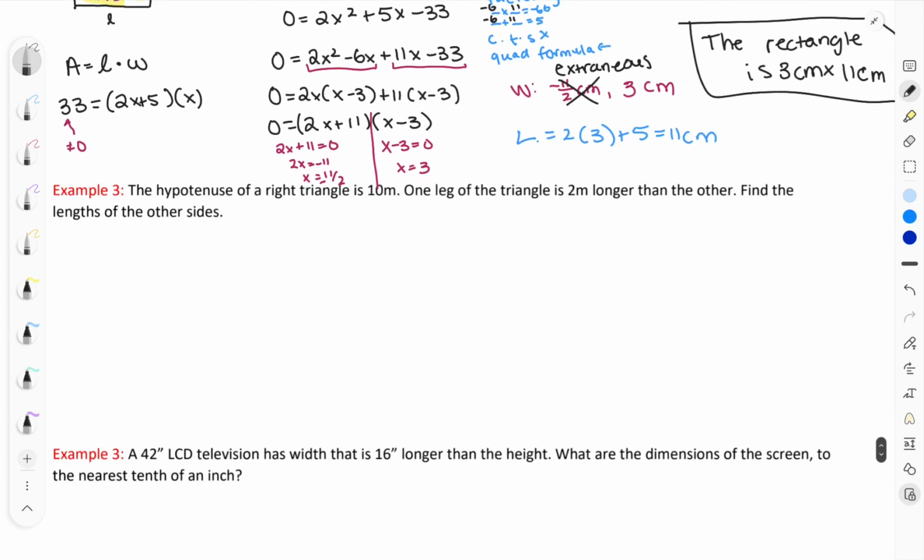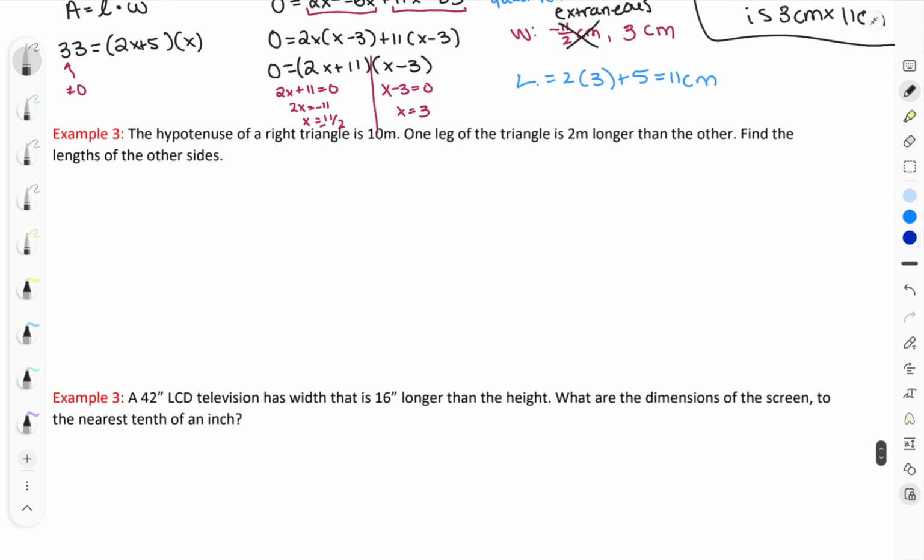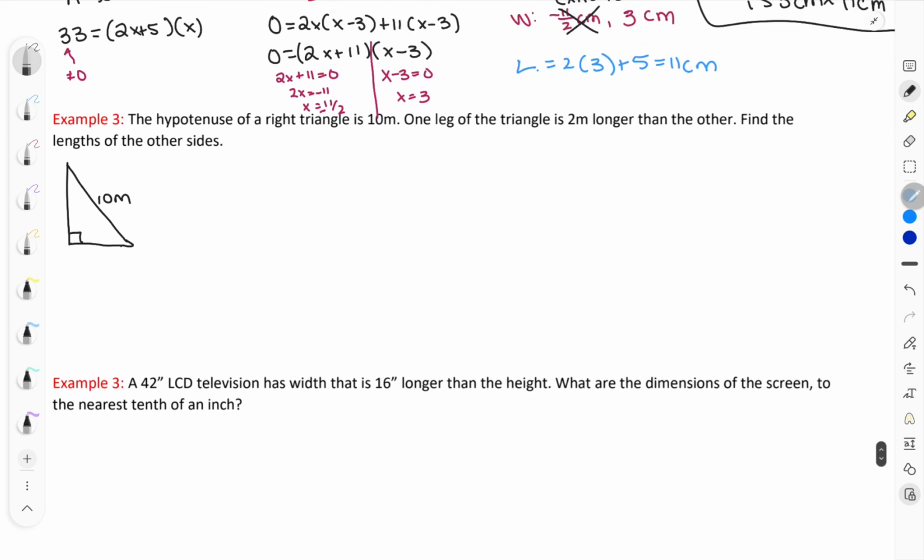All right, let's try another example. The hypotenuse of a right triangle is 10 meters. Hey, would you look at that? I'm going to start by drawing myself a nice right triangle. And I already know that this is 10 meters. One leg of the triangle is 2 meters longer than the other. When they say that, they're just referring to these two sides here, right? One side here versus another side here. One of these is going to be 2 meters longer.